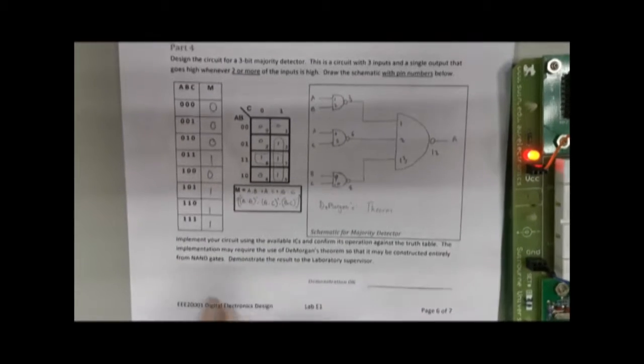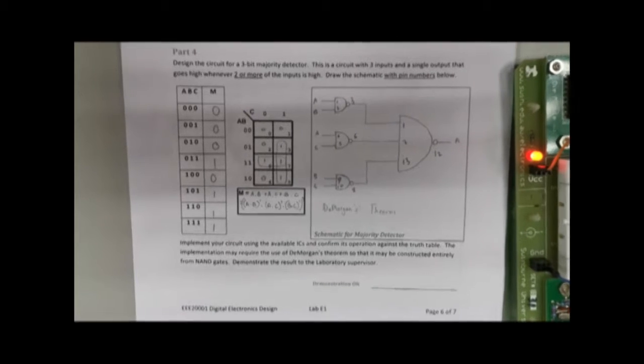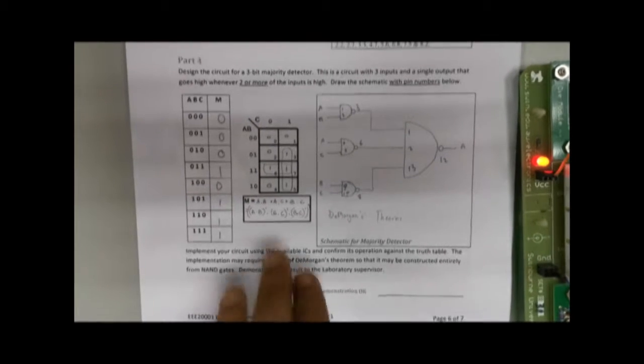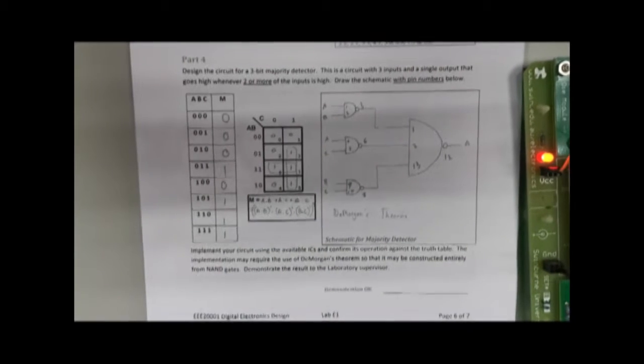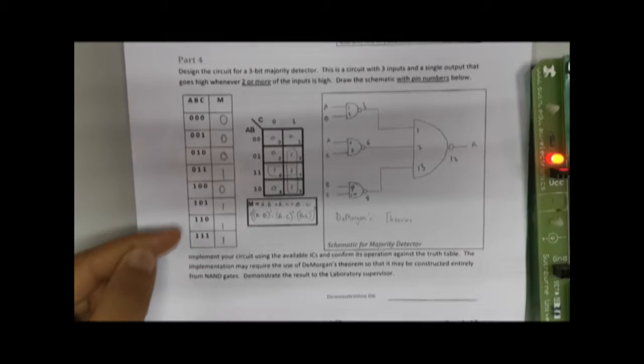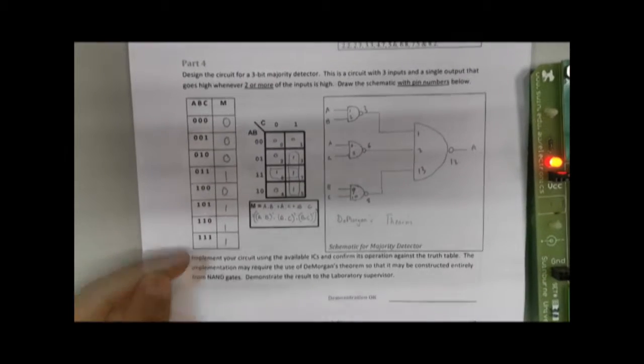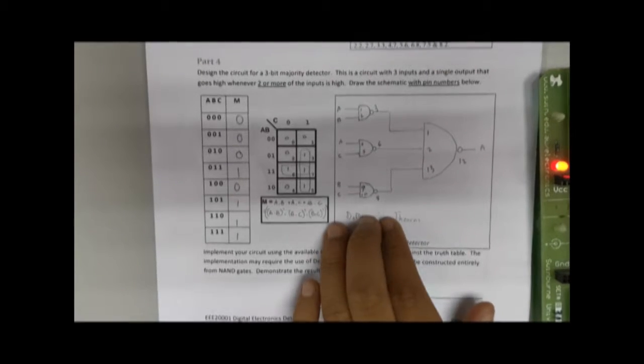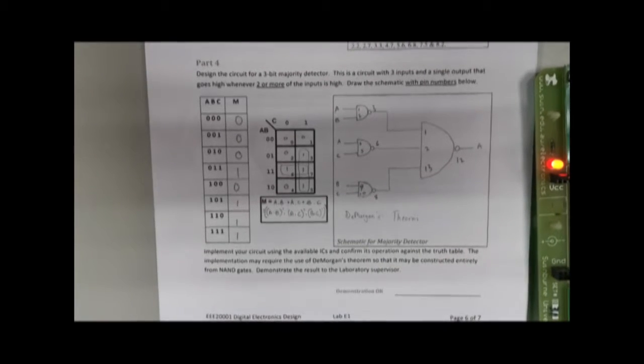Alright, so these are the calculations for part 4. We've managed to construct the Karnaugh map here, and from this we created the truth table, in which you can see only when there are 2 or more positive values does it return a positive. This is the schematic for the 3-bit majority detector. As you can see, we require 1 triple input NAND gate and 3 double input NAND gates.